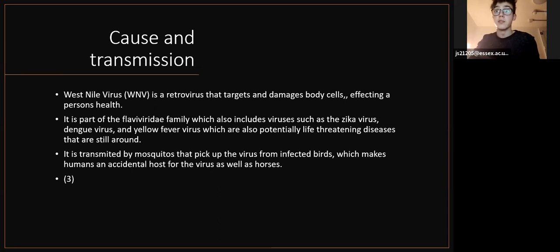So it's a retrovirus that targets and damages body cells, affecting a person's health. It's part of the Flaviviridae family, which also includes viruses such as the Zika virus, dengue virus, which was mentioned before, and the yellow fever virus, which are also potentially life-threatening diseases that are still around. It's transmitted by mosquitoes that pick up the virus from infected birds, which makes humans an accidental host as well as horses for the virus.